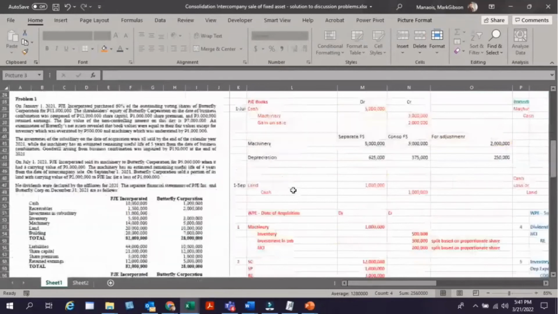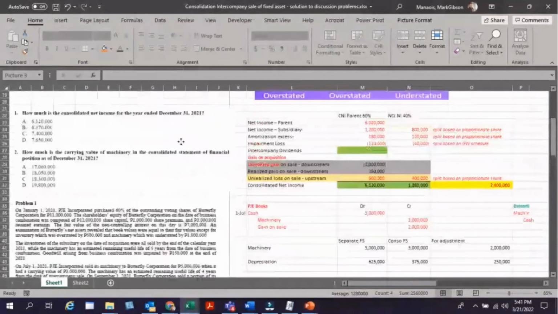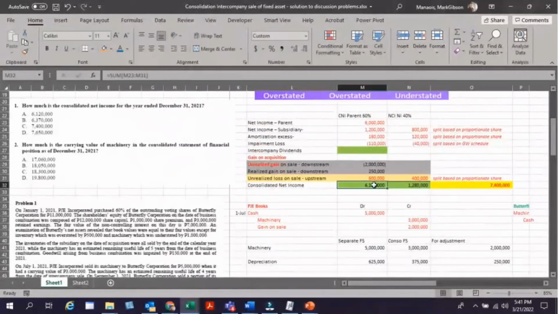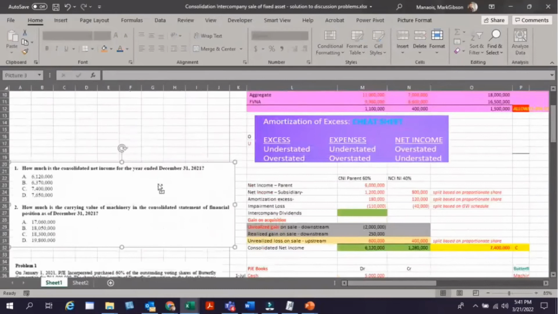So requirement number 1, ang tinatanong lang naman is consolidated net income. So kunin lang natin yung sum ng dalawa. So 6,120,000 for the parent, 1,280,000 for the non-controlling interest. So that would be 7,400,000. So the answer is letter C. Okay. Next, number 2. Number 2, ang tinatanong naman sa atin is, kunin ko siya ulit.